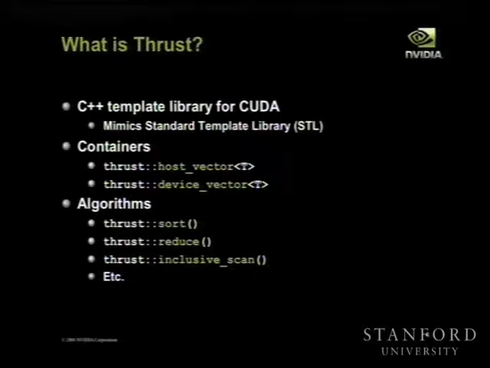So sort is a one-to-one analog of what you would get in the STL. And there are many other things like this. So I've just illustrated a few. In principle, we could have different containers. So if you're familiar with the STL, you have things like lists or maps, things like that. Currently, we only have vector, but in the future, we could add some more interesting data structures like that as well.